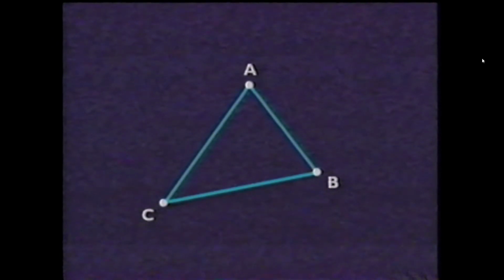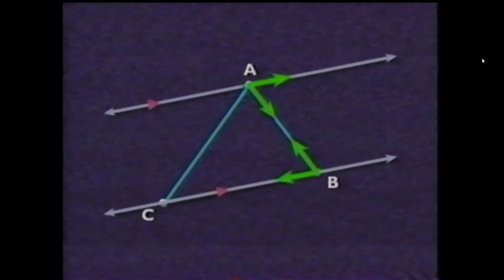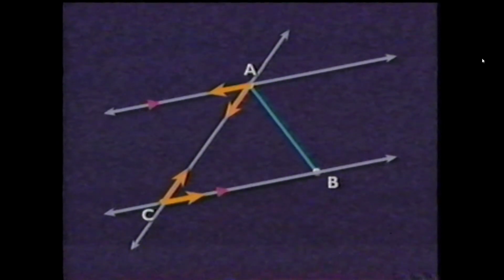Here is another way to think about the angles of a triangle. We can draw a line through vertex A which is parallel to side BC. Notice that these two highlighted angles are alternate interior angles formed by parallel lines. Therefore, they are congruent. Notice that these two highlighted angles are also alternate interior angles formed by parallel lines. Therefore, these two angles are also congruent.